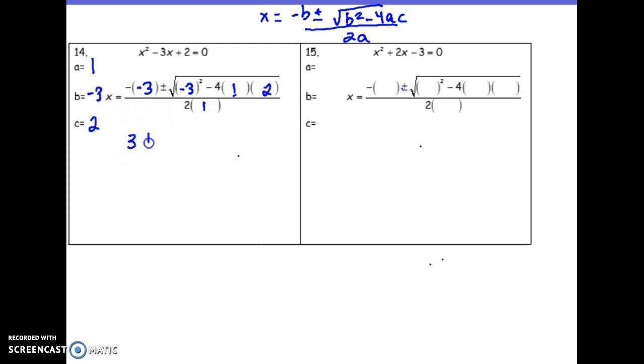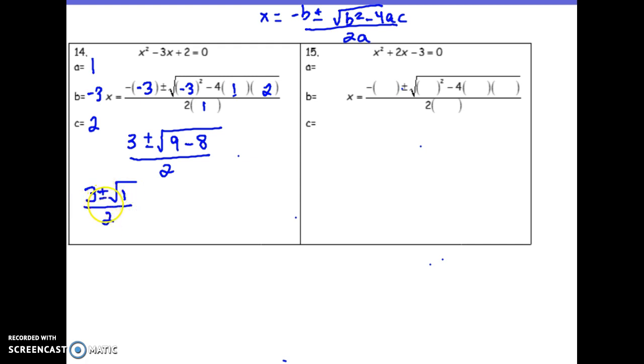And we say then plus or minus the square root of negative 3 squared is 9, and then I would multiply 4 times 1 times 2. 4 times 1 times 2 is 8, so 9 minus 8. And that's what's inside of the radicand here. It's actually known as the discriminant. Okay, and then we're going to divide by 2. All right, so 9 minus 8 is 1. 3 plus or minus the square root of 1 divided by 2.